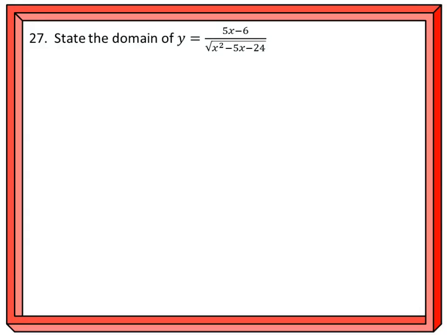State the domain of, and we have ourselves a rational function, y equals, and on the top we have 5x minus 6, on the bottom, square root of x squared minus 5x minus 24. So for a rational function, the domain is always supposed to be all real numbers except where the denominator is equal to 0. Okay, so we can't have the denominator equal to 0.